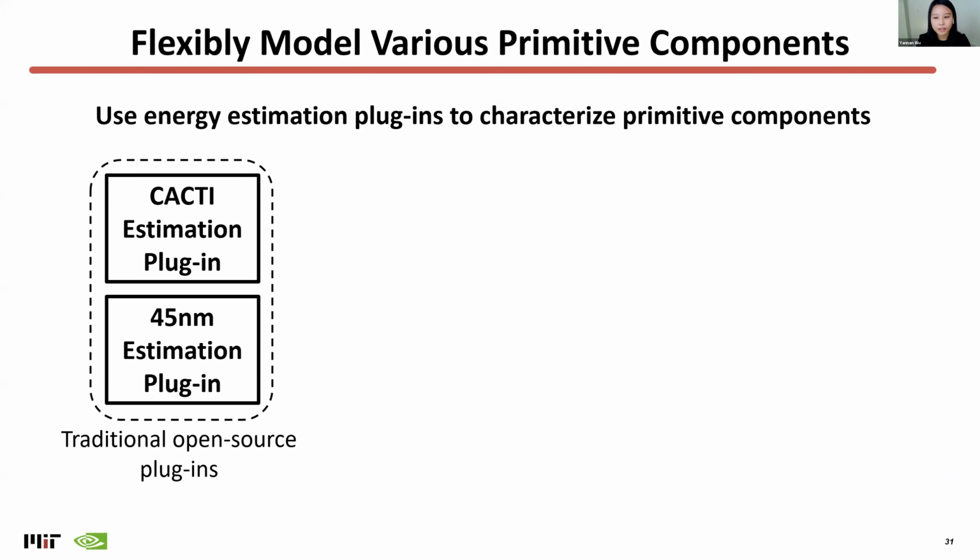So we have been talking about energy estimation plugins. So what types of plugins can we plug into the Accelergy tool? So of course, we can have traditional open source plugins, for example, Cacti and the 45 nanometer open source library, where Cacti is responsible for performing memory storage estimation and cache estimation, and the 45 nanometer, of course, is data related to the 45 nanometer technology node.